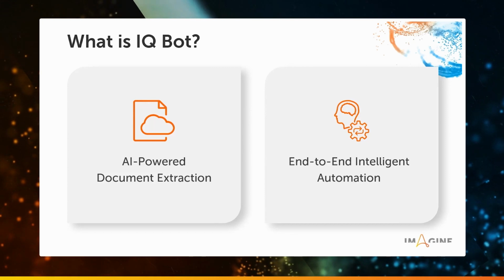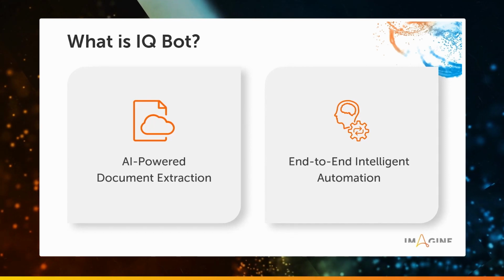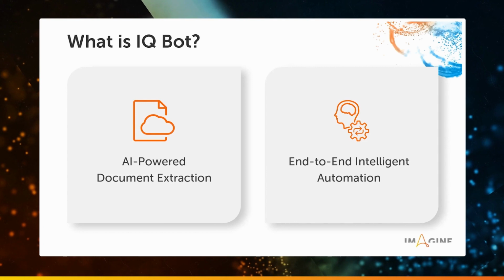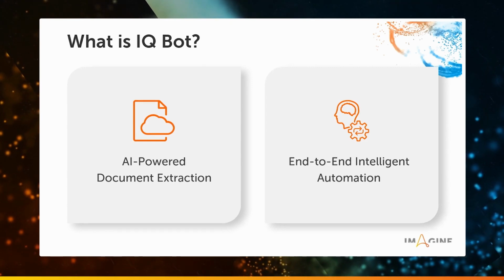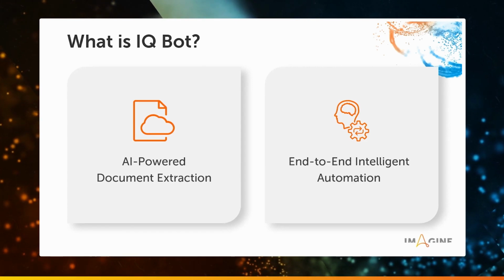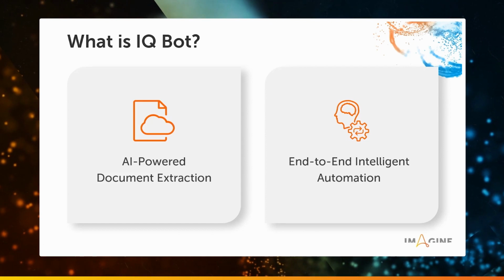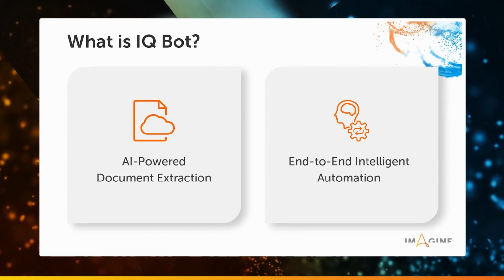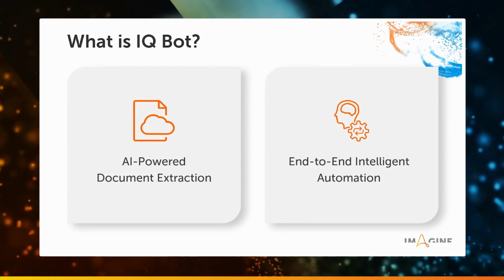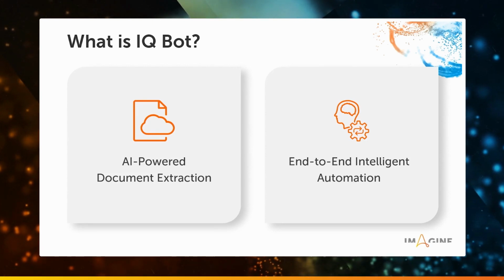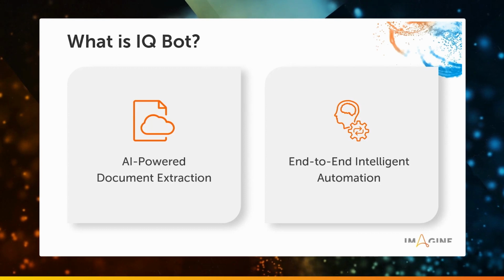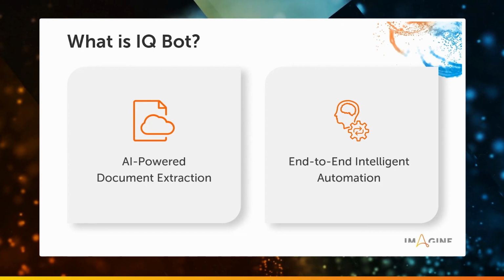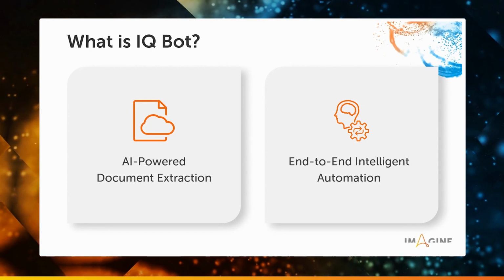IQBot is an intelligent document processing solution that allows us to leverage AI technologies like computer vision, natural language processing or NLP, fuzzy logic, and machine learning. And it allows us to automatically classify and extract while validating our information from those different business documents. So that could be invoices, that could be mortgage documents, that could be billing statements, that could be contracts, but it allows us to extract that data that we're looking for.